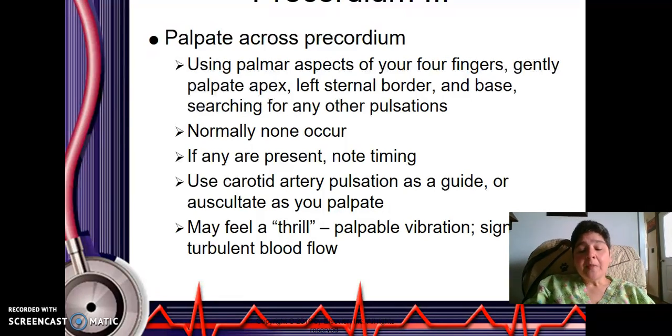You may also feel something called a thrill, which is a palpable vibration. You will actually feel like a little vibrating on the skin. I don't know if any of you have ever seen a patient who gets dialysis and they have their shunt in place in their arm. Well, in that shunt area, it often has this vibrating feel to it. If you ever get a chance to feel that over a patient's arm, that's something that would be good for you. It is almost the same type of feeling, a palpable vibration, and there's again that turbulent blood flow underneath that area.